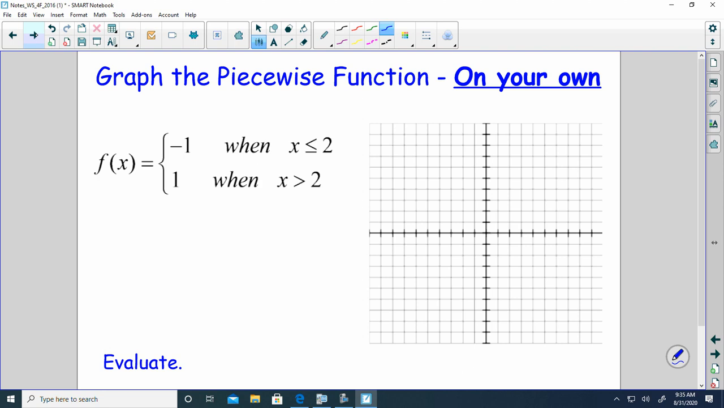Okay, let's take a look at this one. Again, we're going to take a look at this, and that's taking place at 2. So again, this imaginary pink dotted line.